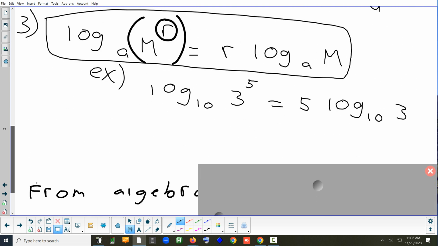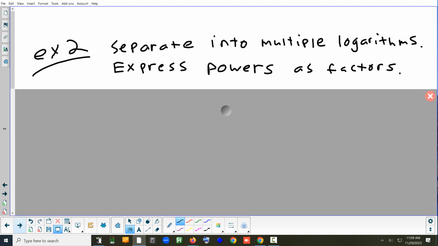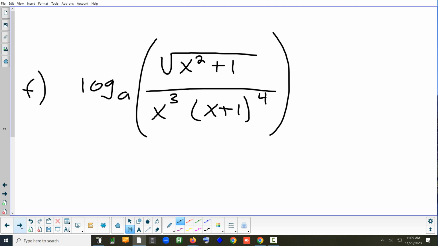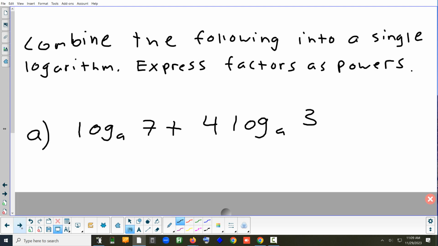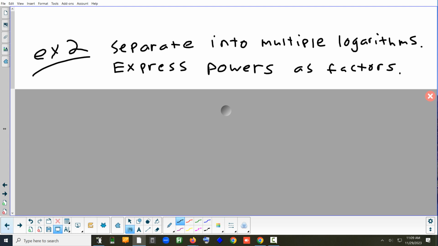All right, now, the way you're going to see a problem is it's going to either say express powers as factors, or express factors as powers. What does that mean? If it says to express a factor as a power, that means put the number back as an exponent. If it says express powers as factors, that means do not leave a power in the answer. Take the exponent and put it in front. When you put something in front, that makes it a factor. It's not a power anymore. Okay, so that's how you'll see the directions for that.